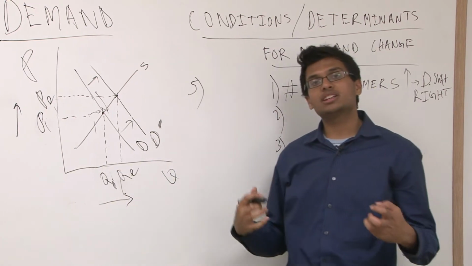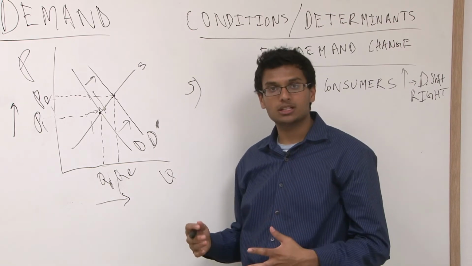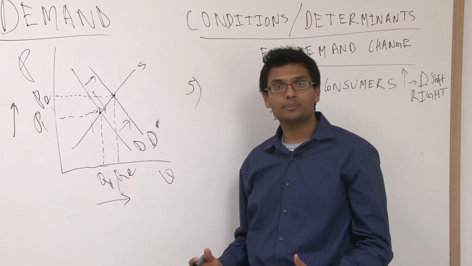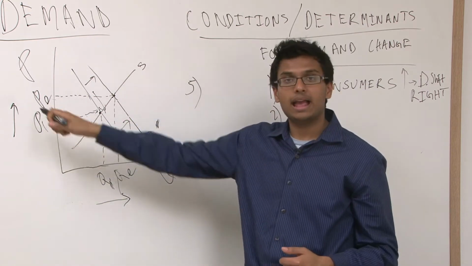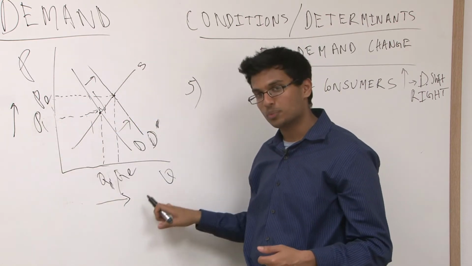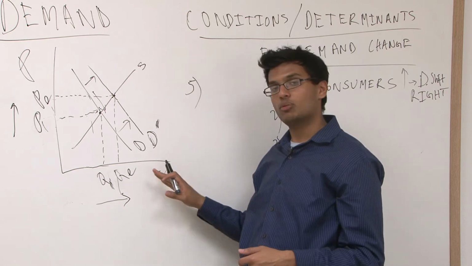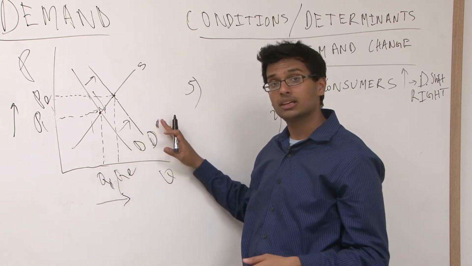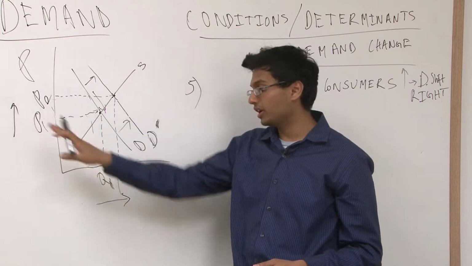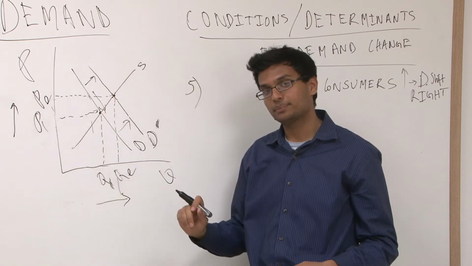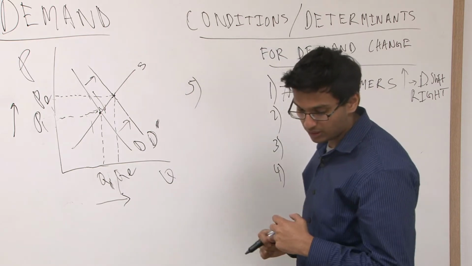When you shift the demand to the right, demand increases. What's going to happen is that my price will increase, and my quantity will increase. I hope that's clear to everybody. I'm going to say that one more time. Demand shifts to the right, quantity goes up, price goes up. Quantity demanded goes up, price goes up. That's cool. Let's move on to the second one.